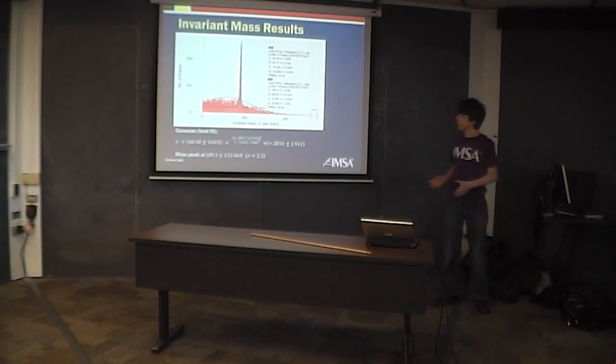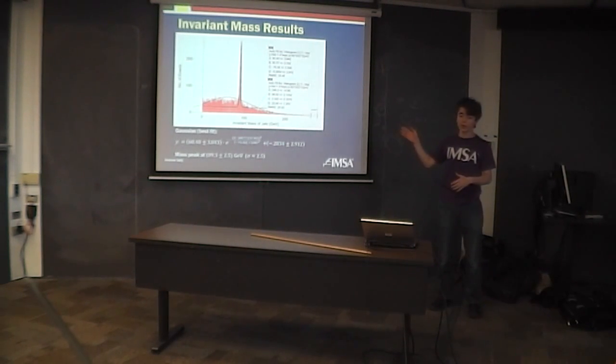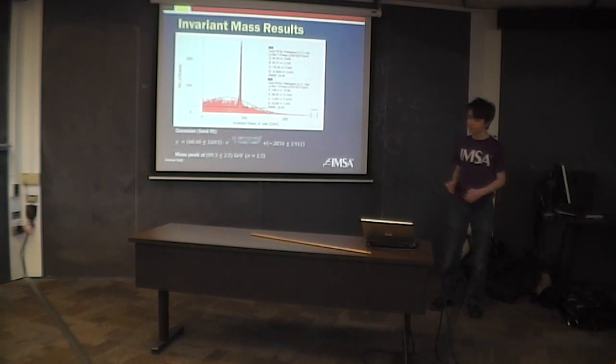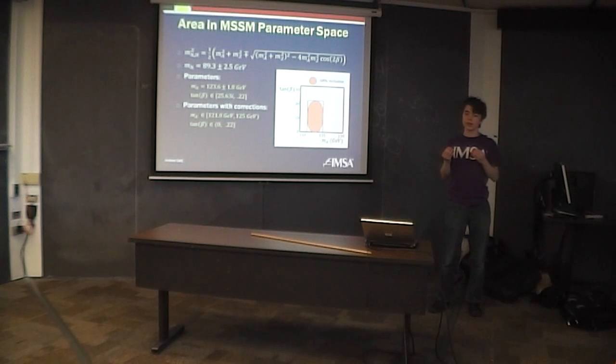So when we took all the results, we plotted the invariant mass of the B jets, and what we saw is that there's a significant peak of mass at around 90 GeV. Fitting a Gaussian to that, one can see that the mass peak is at 89.3 plus or minus 2.5 GeV within 1 standard deviation. So using those results, we calculated that the mass of the little Higgs, or theoretical little Higgs, would be at that mass.